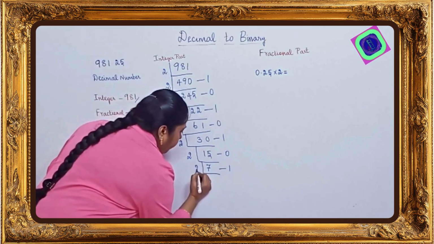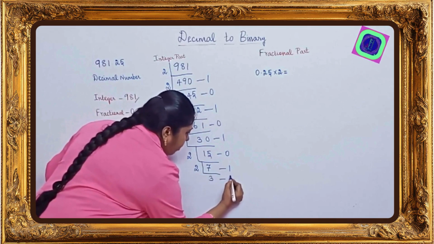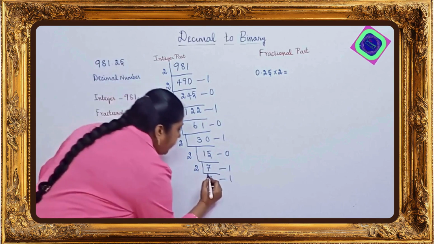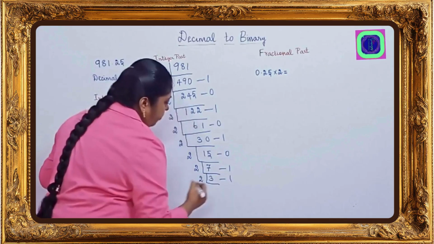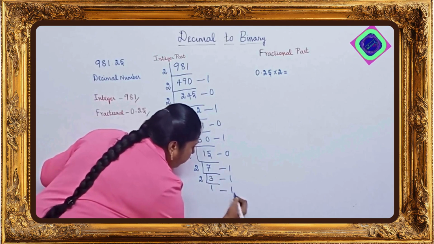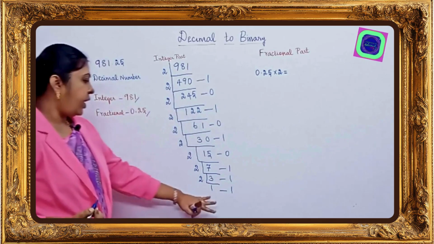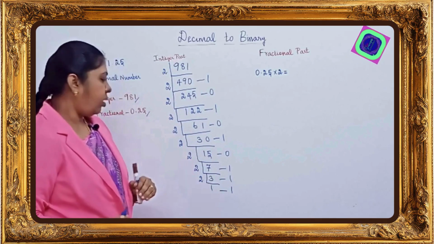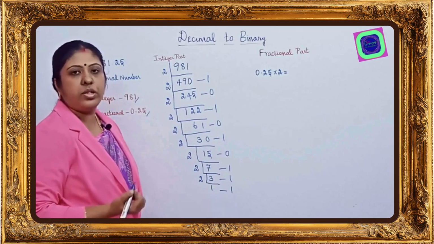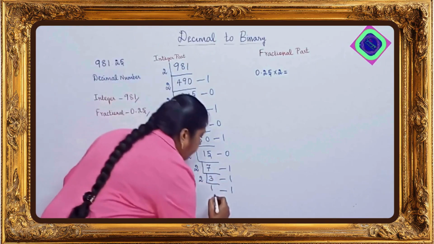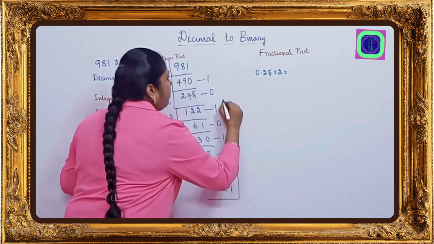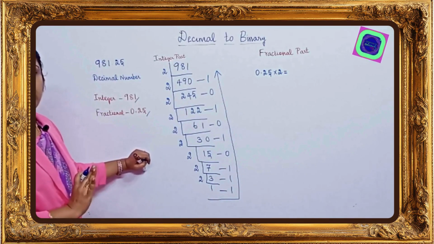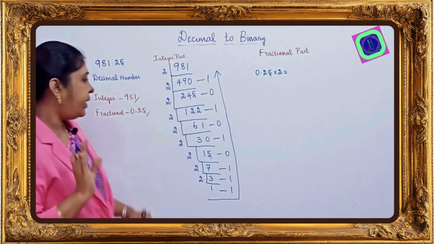Again 2 3s are 6, remainder 1. Now till it reaches a minimum, it can be divided by 2. So the final step, 2 1s are 2, remainder 1. So this is the final step. We have reached a quotient 1 with remainder 1. Now it cannot be divided more since we have reached a minimum value, zeros and ones. That is ones we have. So this number has to be written from the bottom to the top. This is the methodology for solving the decimal number as an integer part.